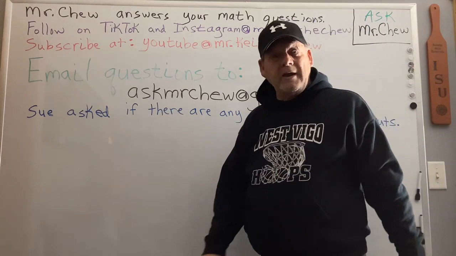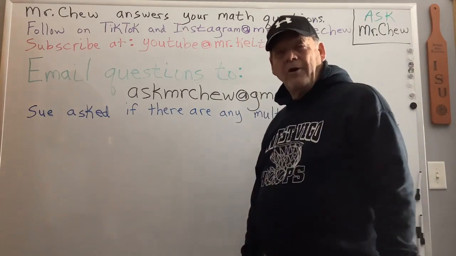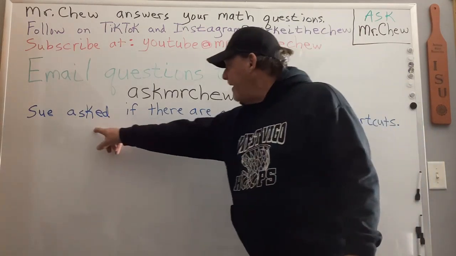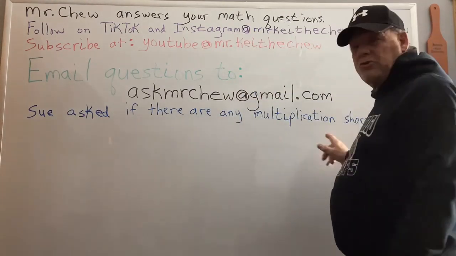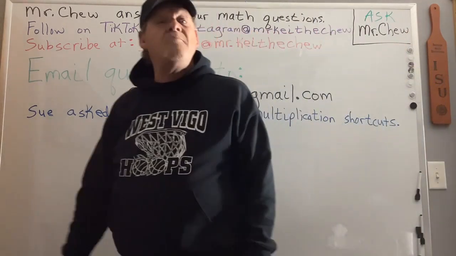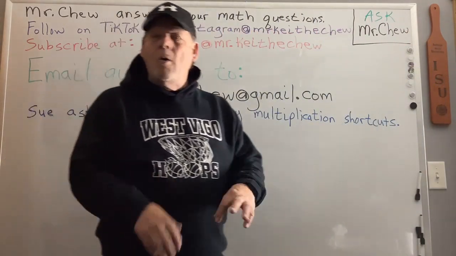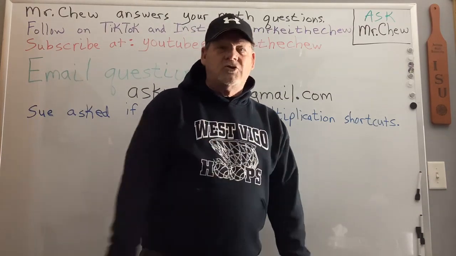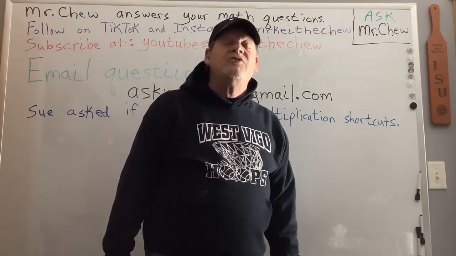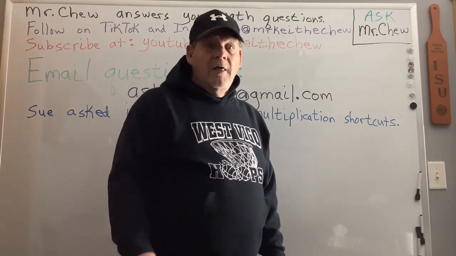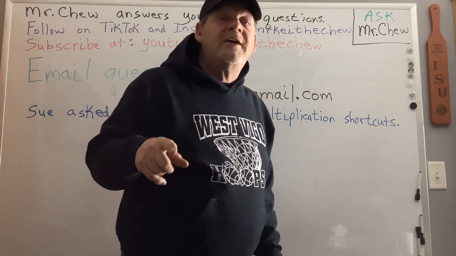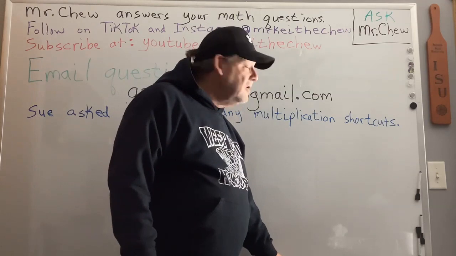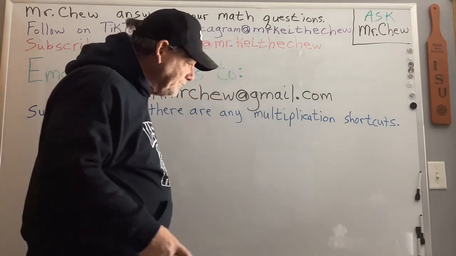So I just started it, put the feeler out there, and I get a question already from Sue. Sue asks if there are any multiplication shortcut rules. Yes, there are many. Now, I can't go over every single one in one video, but let's talk about one of the shortcut rules. If you have two-digit numbers that you're multiplying, and one of them is an 11, there's a really quick shortcut. So let's just look at an example.